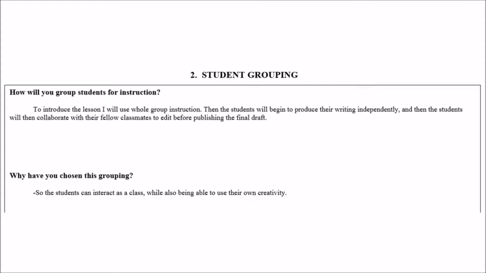Why have you chosen this grouping? I chose this grouping so students could interact as a class while also being able to use their own creativity.